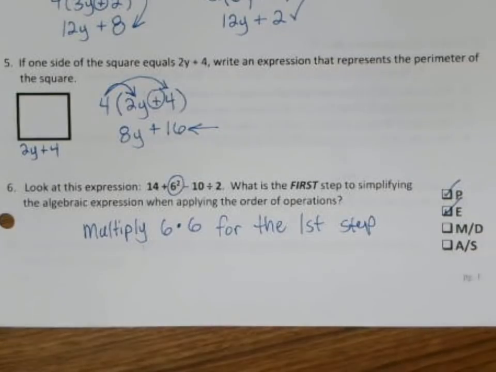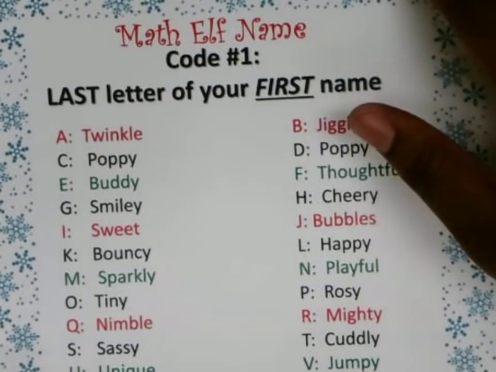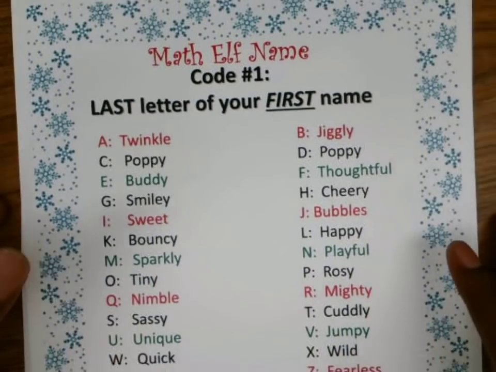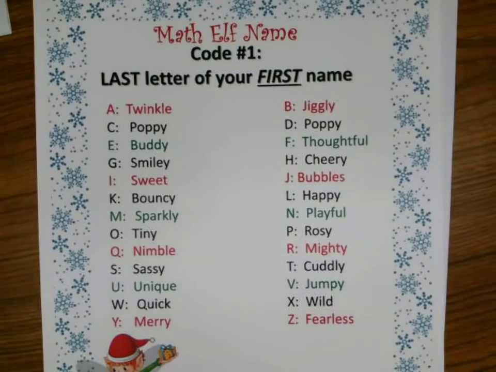All right. So I am here to get you going for your first code. It's code time. All right, code time. All right, so your math elf name for code 1 is going to be, now listen carefully, the last letter of your first name. Last letter of your first name.